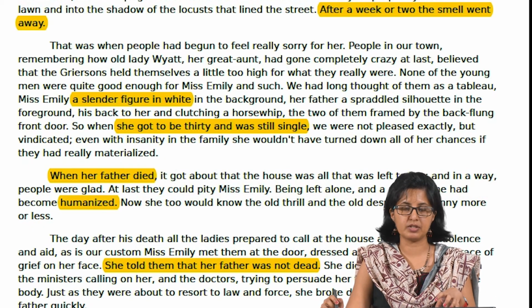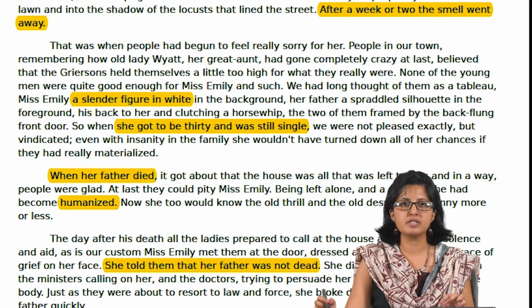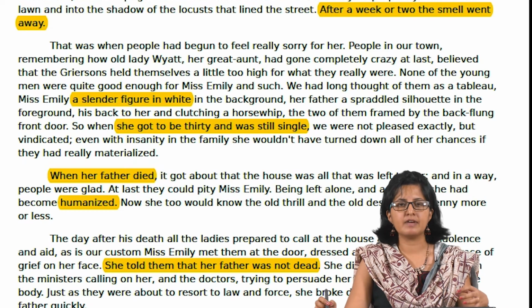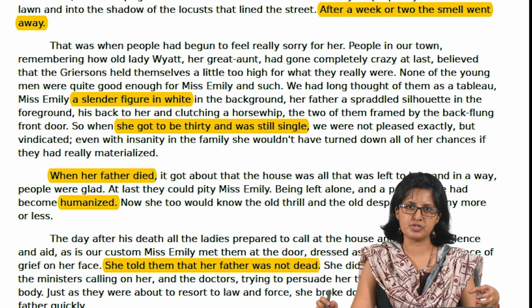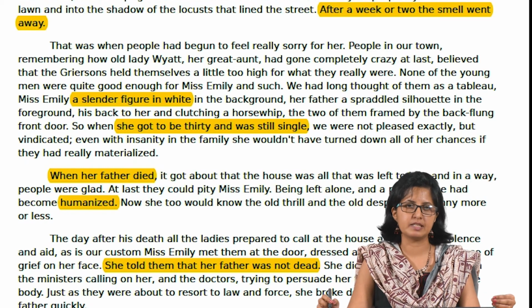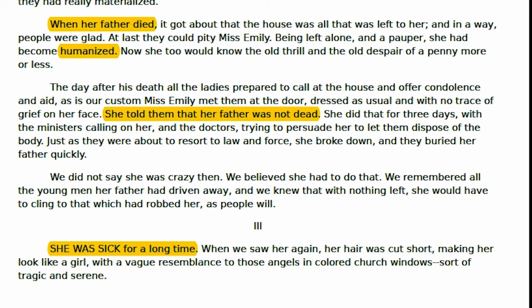And just before the second segment ends, we are being made privy to another horrific detail. After her father's death, Emily refuses to part with the dead body. She is adamant in insisting that her father is not dead. We'll wrap up this session by drawing your attention to the last segment in this second part.